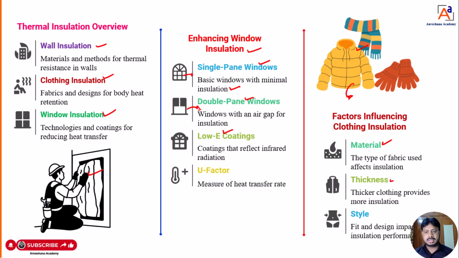Take a jacket: the material of that jacket also plays a very important role in the resistance to the flow of heat. One thing more is the thickness. If it has more thickness, then the heat flow from your body to the surroundings is less. That thickness also plays an important role. Then style, how the jacket fits you, also plays a very important role in the transfer of heat from your body to the surroundings. These are applications of thermal resistance, dear students.